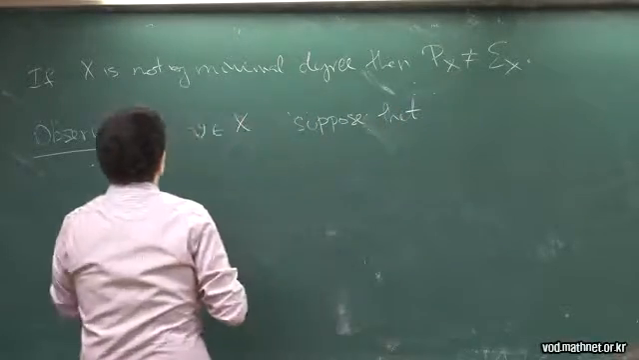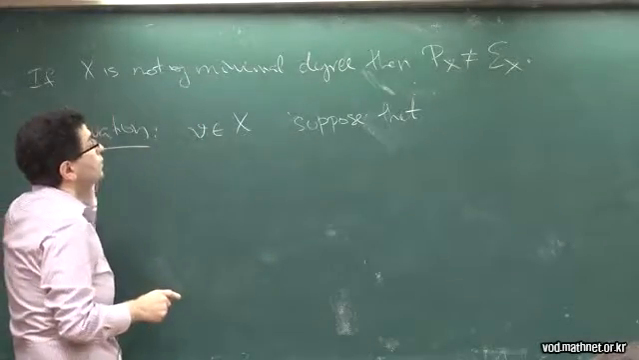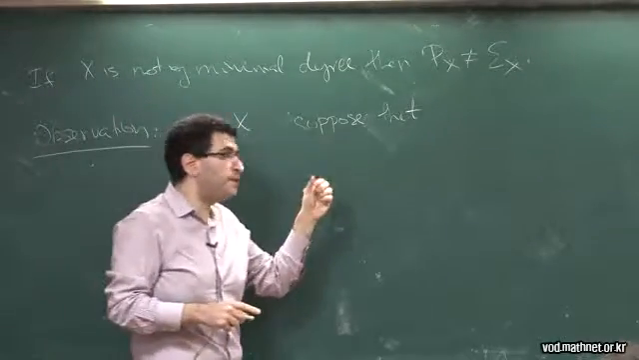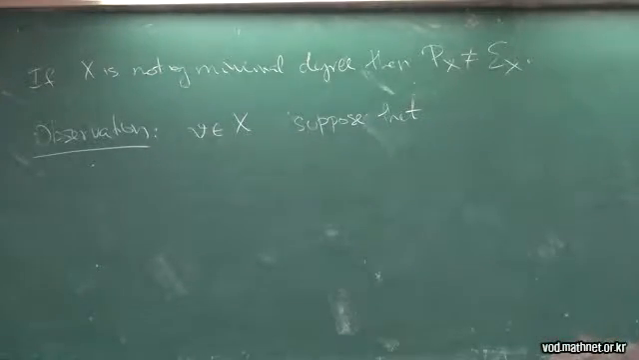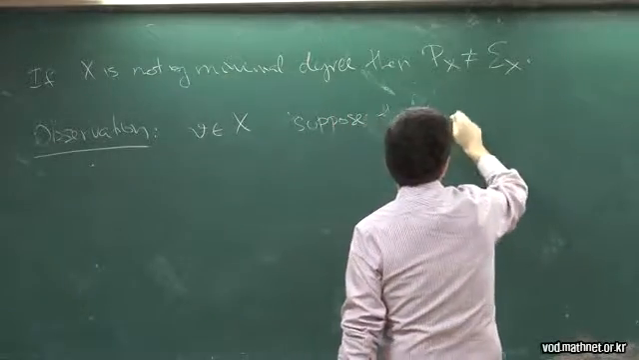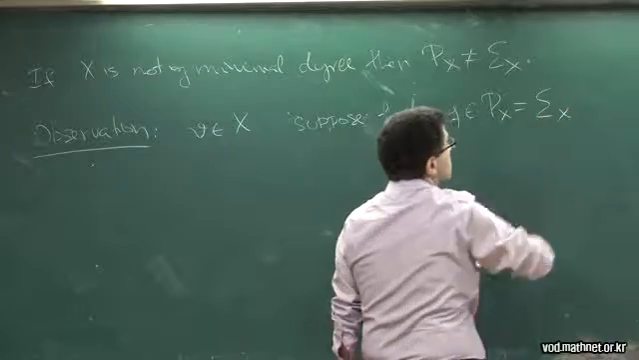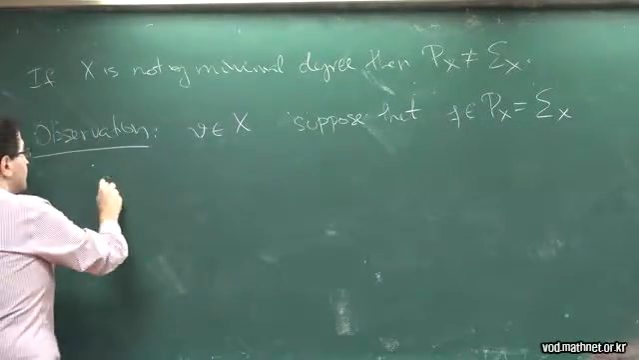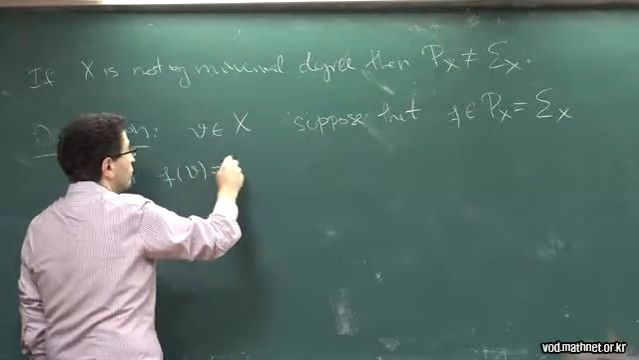So we're going to go by contradiction. We're going to assume that X is not of minimal degree, but we still have equality. So we will have P over P, so non-negative polynomials will be equal to sums of squares, but X is not of minimal degree. Okay, so we take point V in X, and suppose that we have F in P sub X, which is the same as sigma X, the sums of squares. And additionally, F of V is equal to 0.